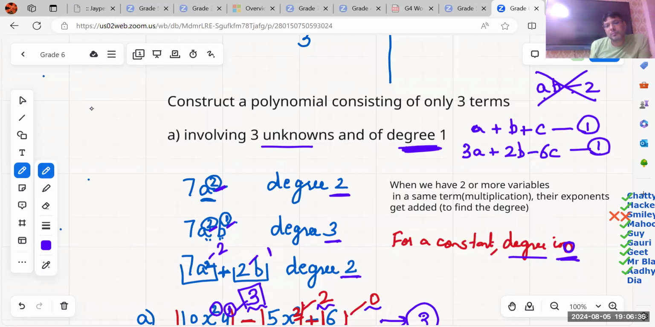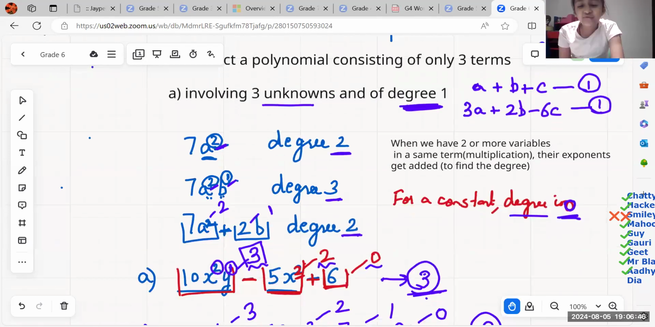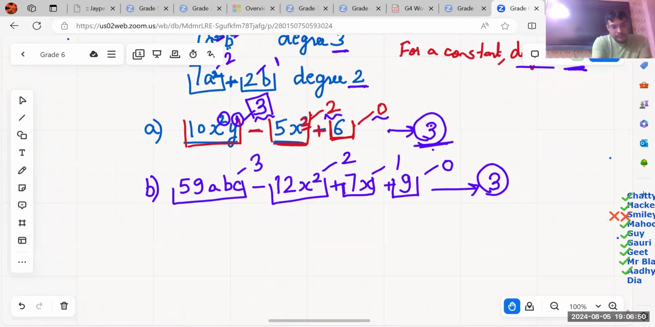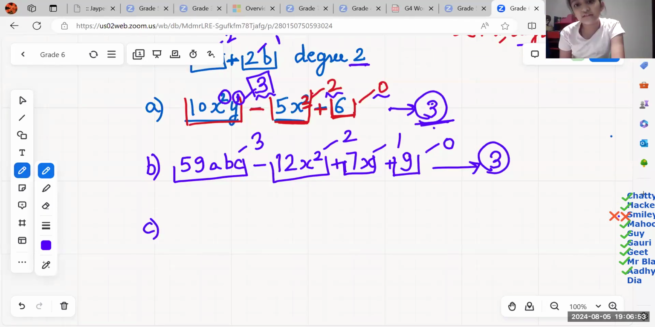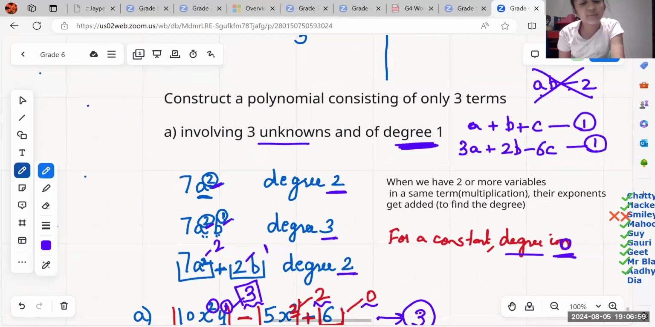Sir, can we do something like Z to the power 1? It has to be power 1. Yes, the power should be 1, and 2 variables cannot be in multiplication. Sir, if we do Z to the power 1, what do we mean? Beta, generally we don't write the power if the power is 1, because it is understood that if nothing is written, the power is 1.